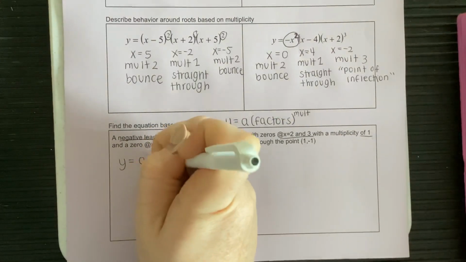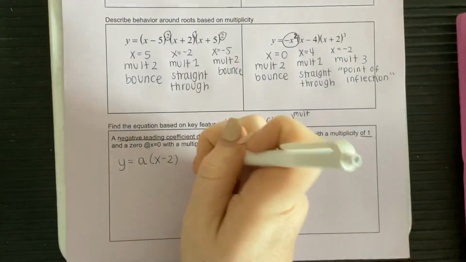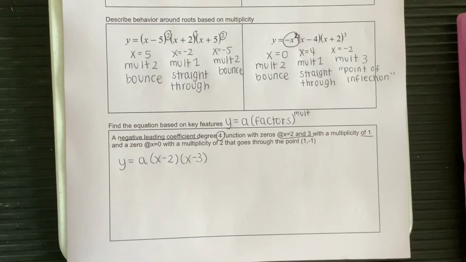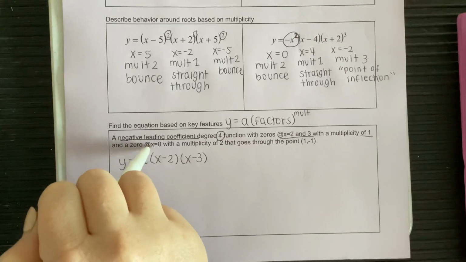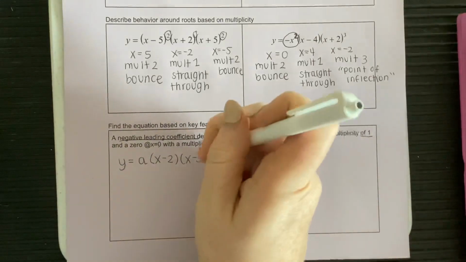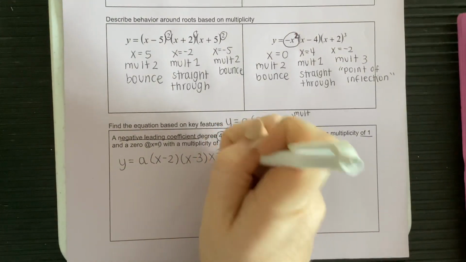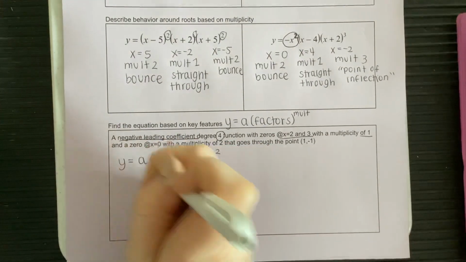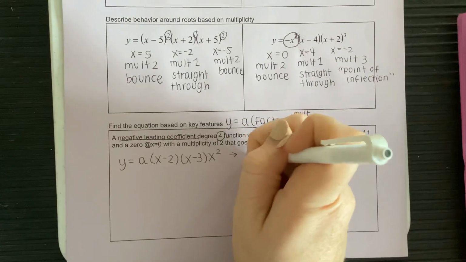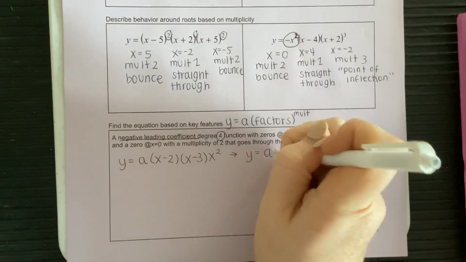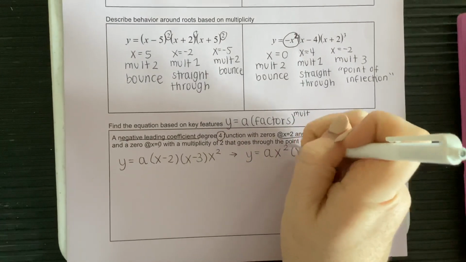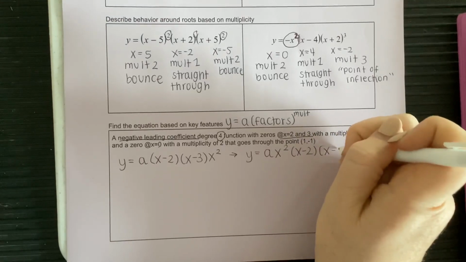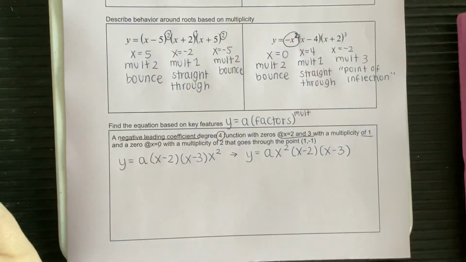And so if it's at x equals 2, that's x minus 2, x minus 3, and they both have a multiplicity of 1. It also has a 0 at 0 that has a multiplicity of 2. So that's going to be like an x squared. Usually this is written up at the front, so if you want to rewrite it, you're going to see it written like that. Okay, so it's going to be like that.